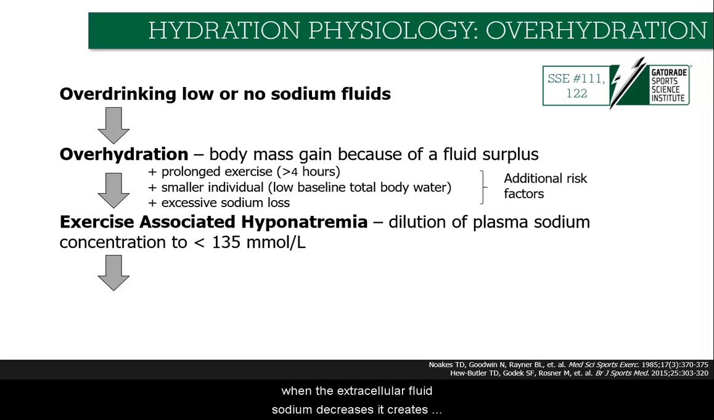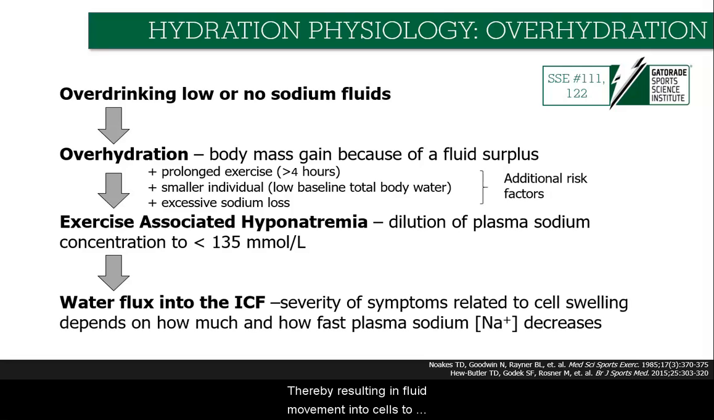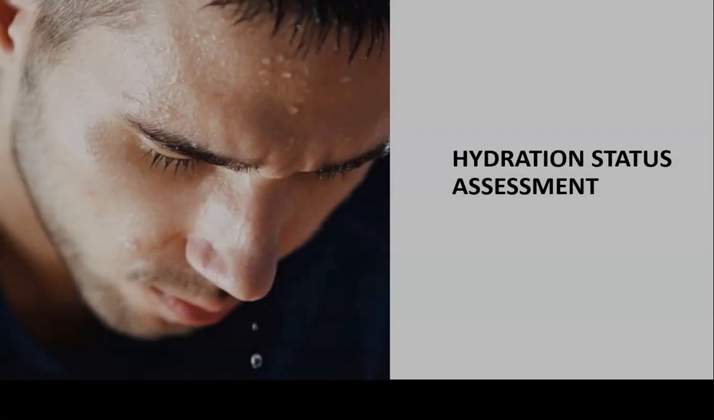When the extracellular fluid sodium decreases, it creates an osmotic gradient, thereby resulting in fluid movement into cells to restore osmotic balance. The consequence is cell swelling, and in very severe cases can cause edema in the brain and lungs, and even death. Body mass gain is less common than hypohydration during exercise, but potentially more dangerous. So this is why overzealous drinking should be avoided.